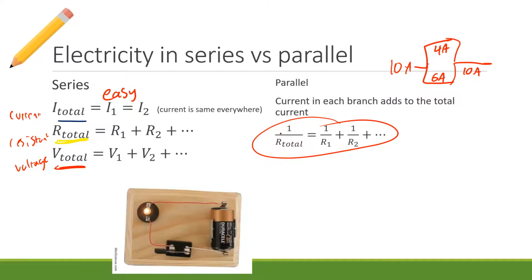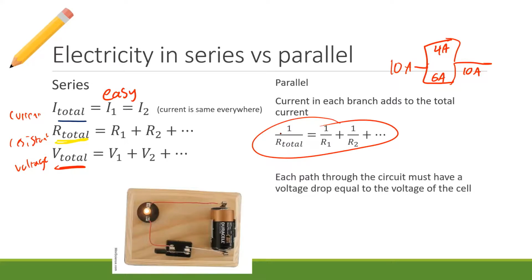On the left, it's nice and easy. You just have to add each resistor. On the right, you can't just add each resistor. You have to add 1 divided by each resistor and then flip it over at the end. Good news though is that the voltage is easy. The voltage is easy to calculate. Each path through the circuit must have a voltage drop equal to the voltage drop of the cell.